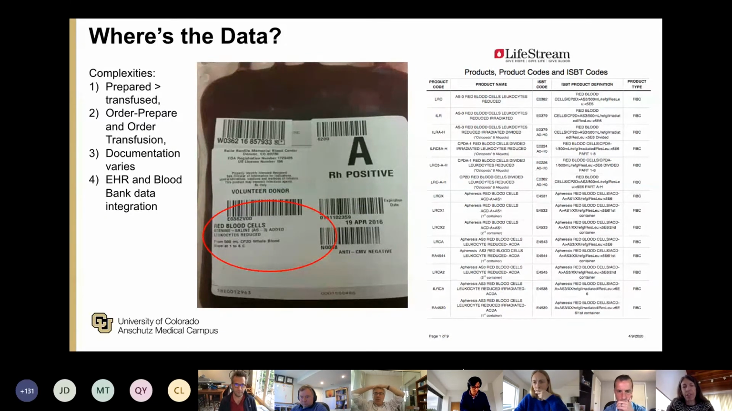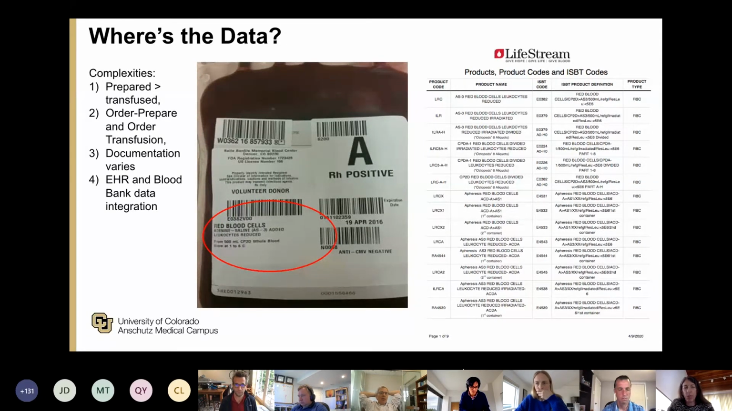And the complexity in finding this blood transfusion information is that, well, one, many more blood products, not just packed red blood cells, but all blood products, are prepared and ordered much more than they're ever transfused, right? So we order more than we need because we're not quite sure, and these are usually given in pretty extreme, serious conditions.